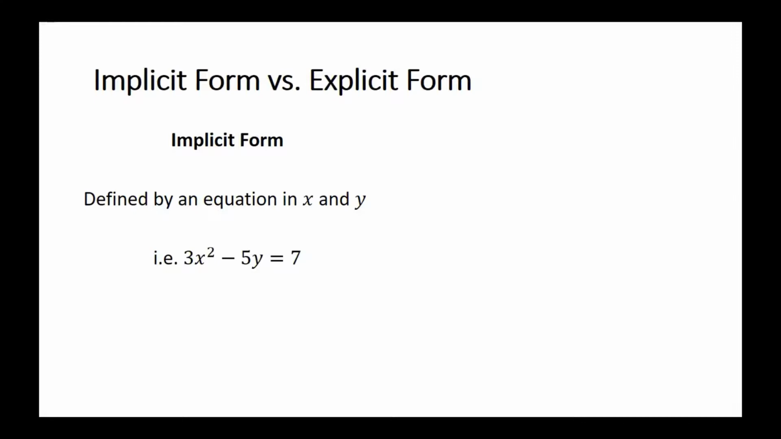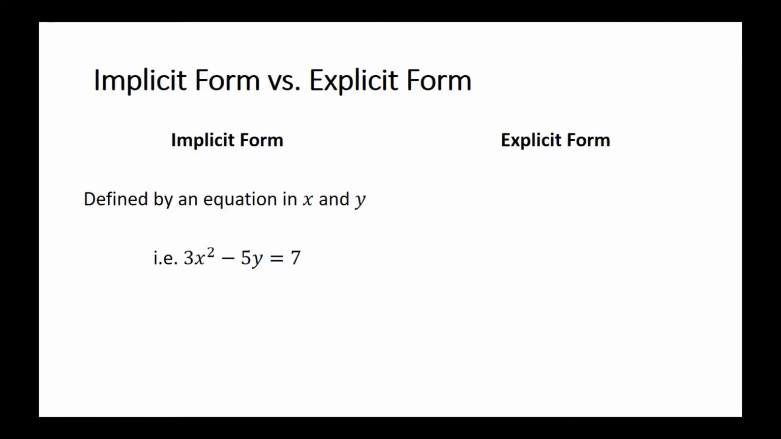There are both implicit forms of functions and explicit forms of functions. Implicit forms of functions are where it's defined by an equation in x and y. It's implied that it's a function, meaning it's showing two variables, in this case, x and y. But it's not necessarily saying what one of them is equal to. So 3x squared minus 5y is equal to 7. It has two variables involved, but it's not written in a way to show that one variable is specifically a function of the other.